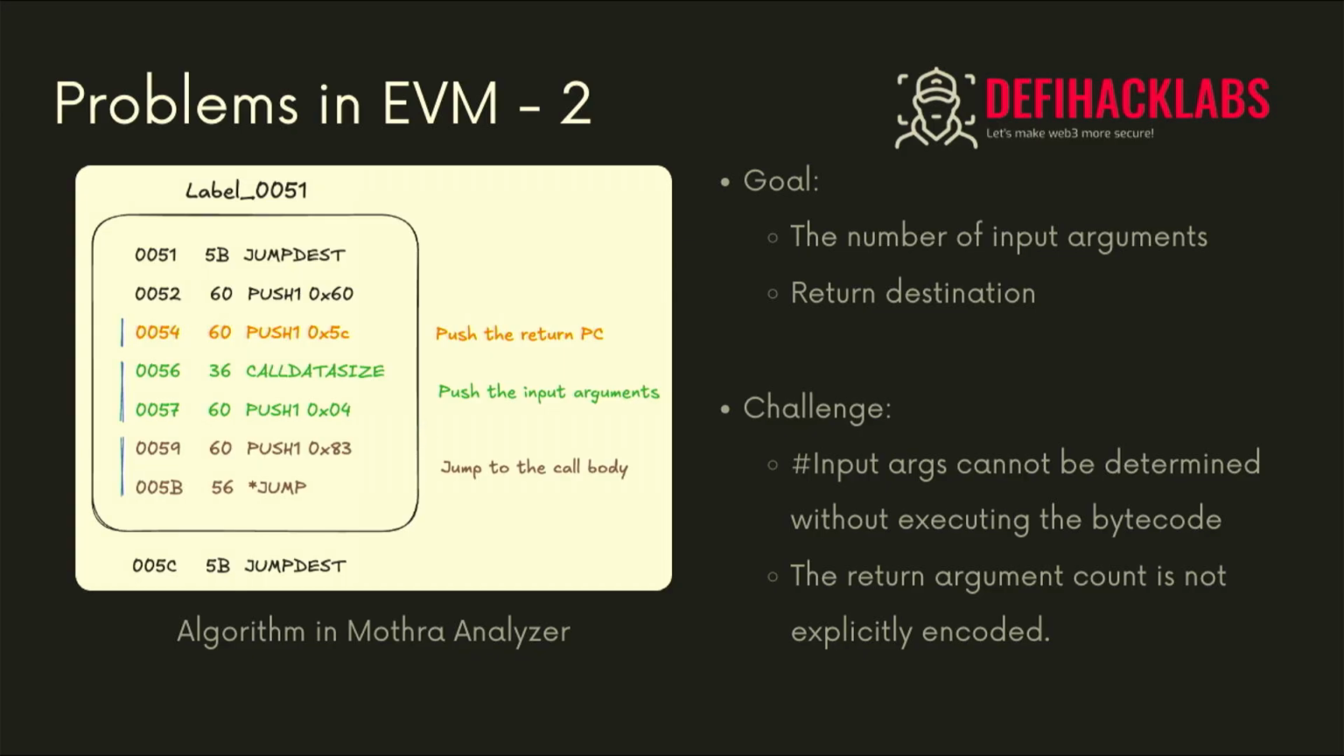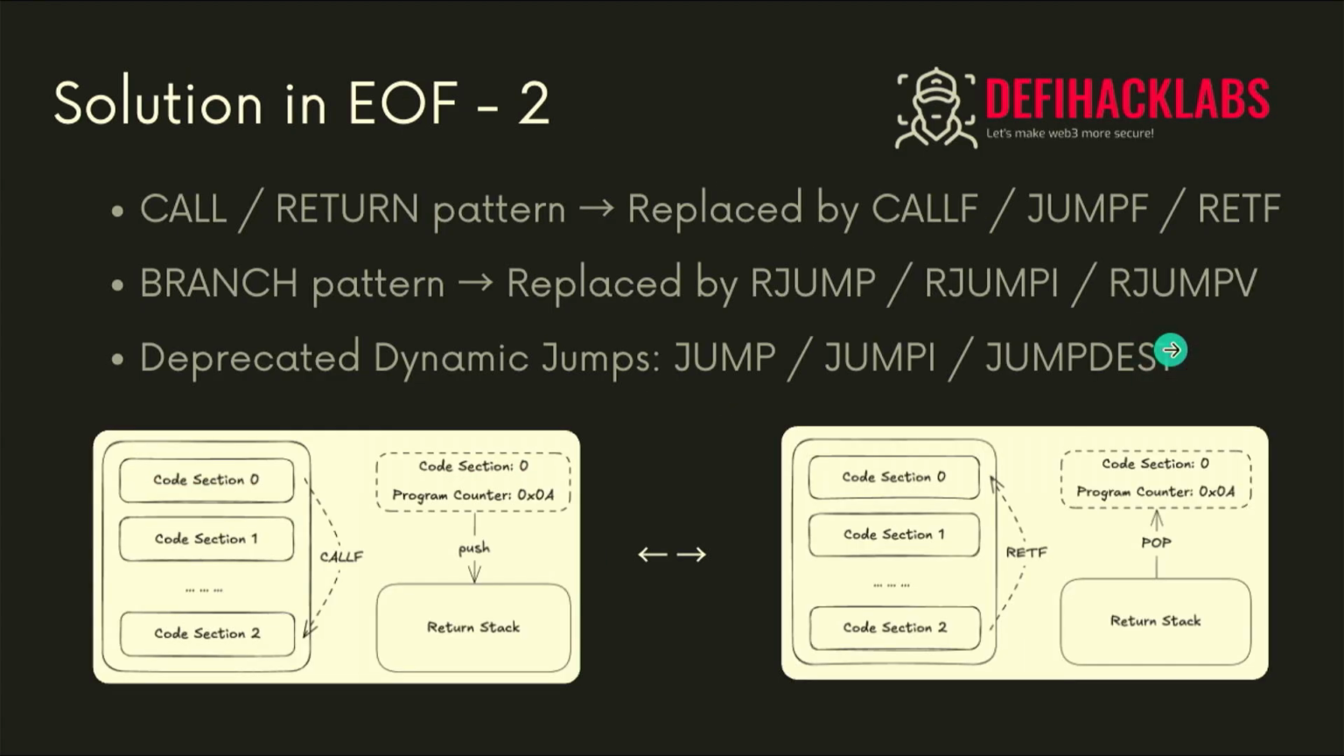And the second problem is that if you want to decode the input argument numbers or output argument numbers, you need to execute the bytecode in green. You need to calculate the state changes in this area. And that would be the input argument numbers for the following function. And how does EOF solve these problems?